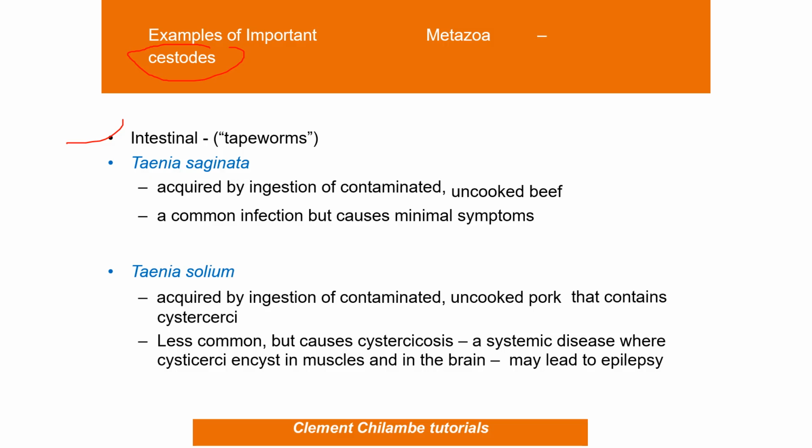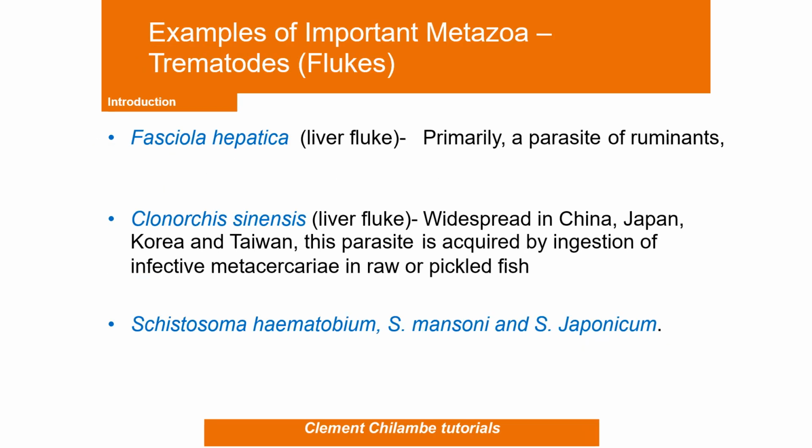So these are cestodes. Yes, these are examples of cestodes that we're going to discuss here. Then we have the liver fluke. Oh, not liver, but trematodes, right? So cestodes and trematodes. Look at the trematodes that we have. We have Fasciola hepatica, which causes fascioliasis. So Fasciola hepatica, which is actually a liver fluke, is primarily a parasite of ruminants.